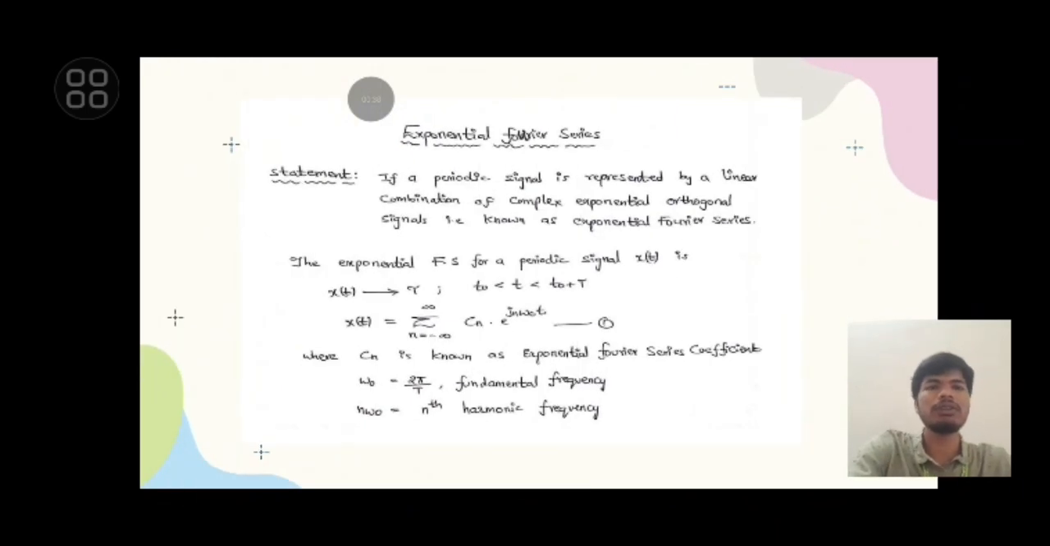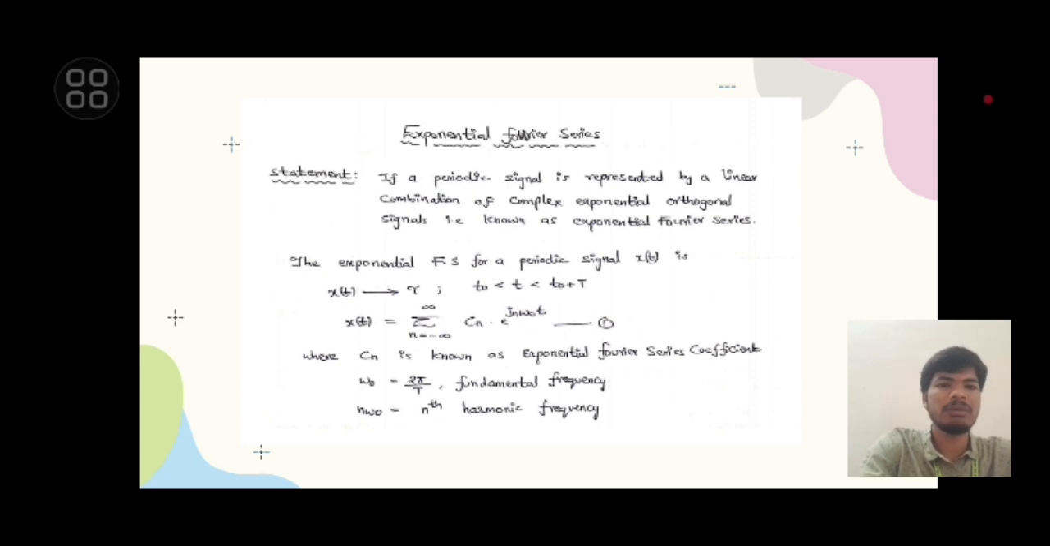Statement: a periodic signal represented by a linear combination of complex exponential orthogonal signals is known as the exponential Fourier series. The exponential Fourier series of the signal x of t is defined for t naught less than t less than t naught plus T.